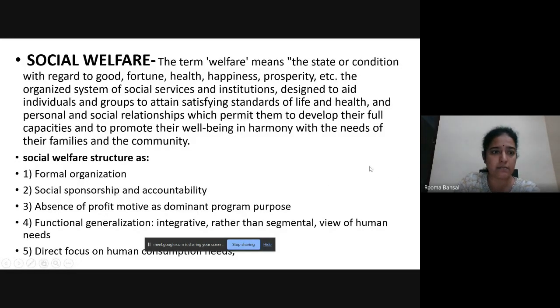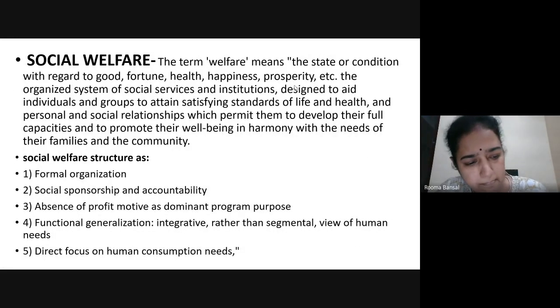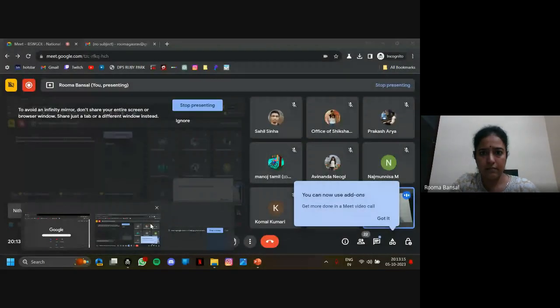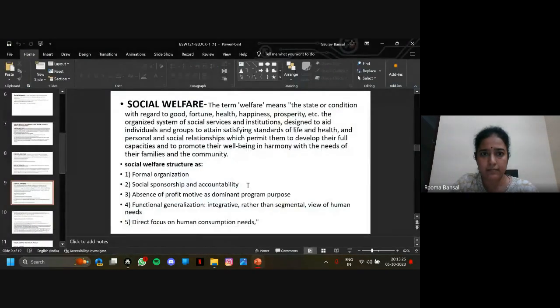Just a moment, I'm facing some technical issue. इसको कैसे वो करेंगे show? Just a moment. I'm not able to see them. You people are able to see this PPT or not?